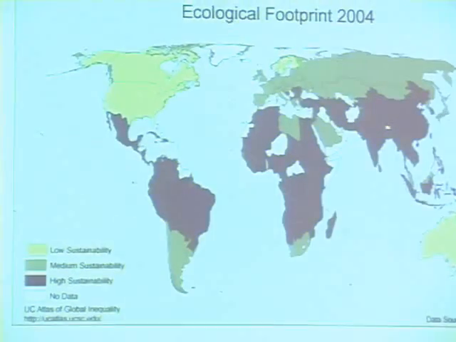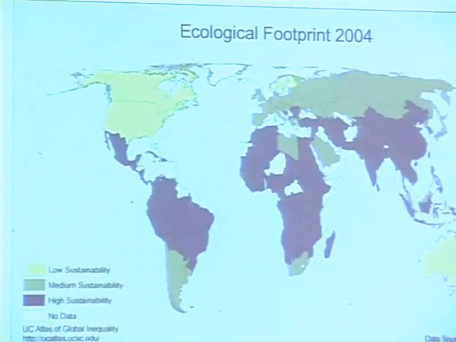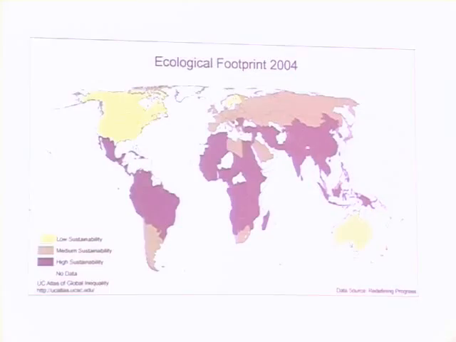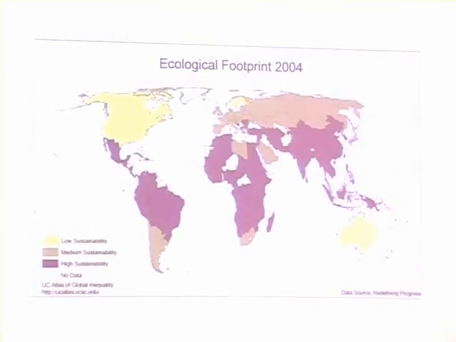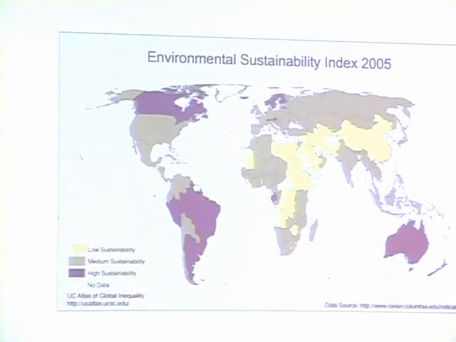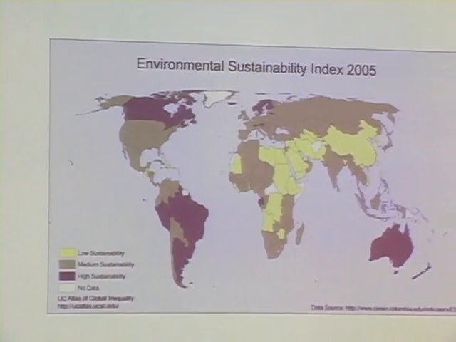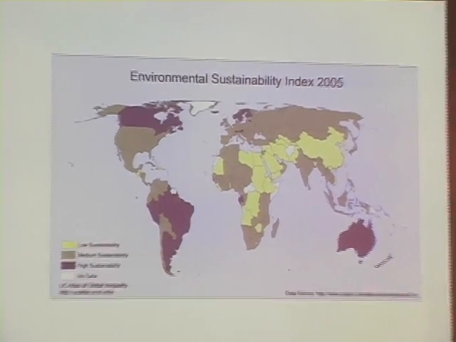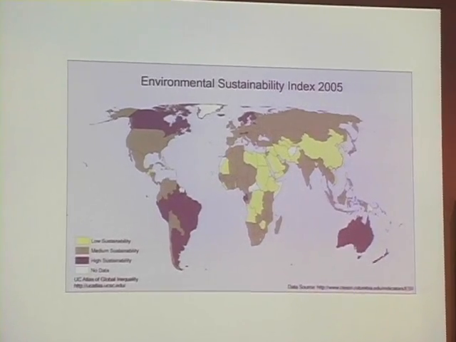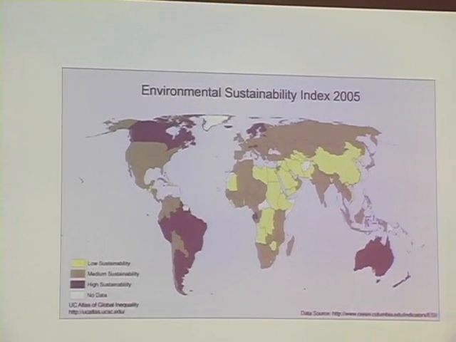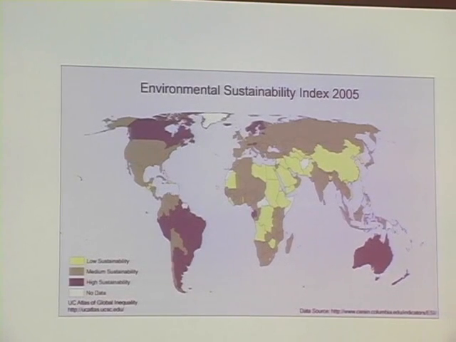So the blue is high sustainability, the yellow is low sustainability. This suggests that the industrialized world cannot be sustained, but the third world or the non-industrial world can. This is the ecological footprint. If you look at the Environmental Sustainability Index, it's almost the reverse. Again, blue is highly sustainable, low sustainability is yellow. And what this suggests is the industrialized world, with the exception of the US and a few other places, is sustainable. But the non-industrialized world, particularly Africa and Asia, is not sustainable.